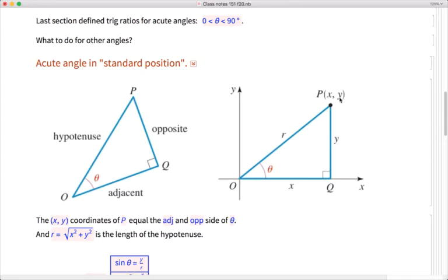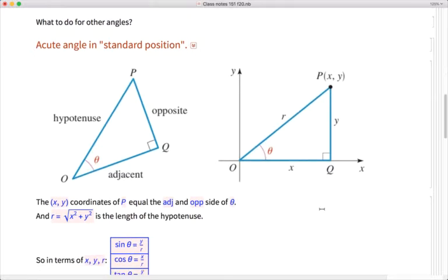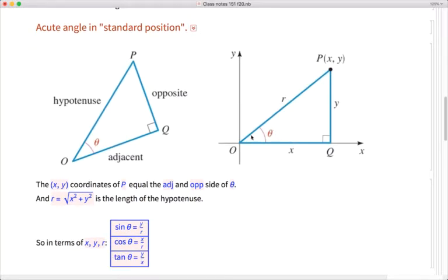And when we do that, this point P lies in the xy plane, and it actually has x and y coordinates. The opposite side of the triangle now has length y. The distance from the x-axis up to the point (x, y) is y. And the adjacent side of this right triangle now has length x, corresponding to the x coordinate of this point. And the hypotenuse, if you like, you can rewrite with the letter r, where by the Pythagorean theorem, r is the square root of x squared plus y squared.